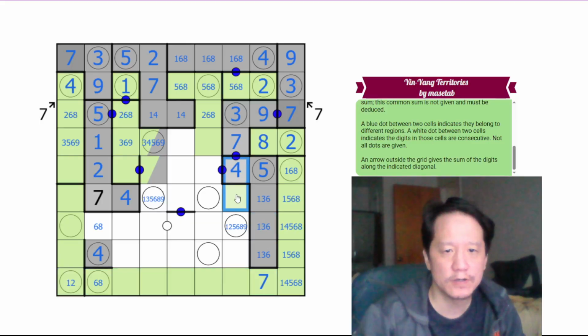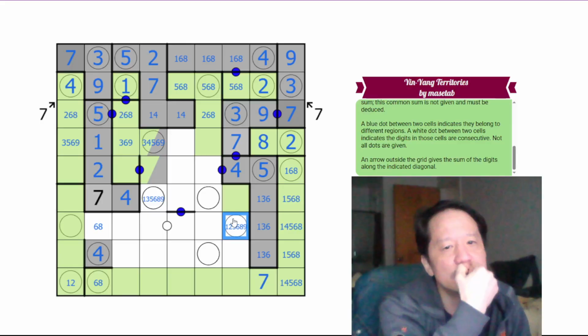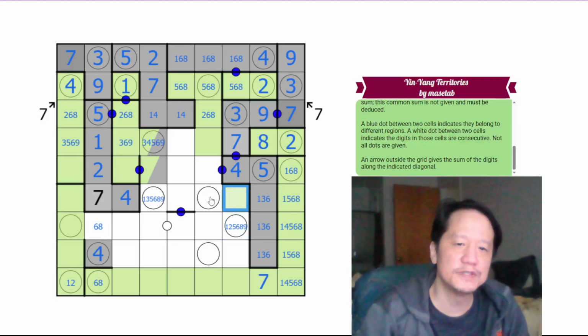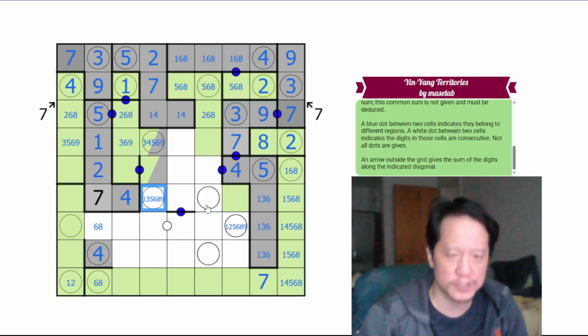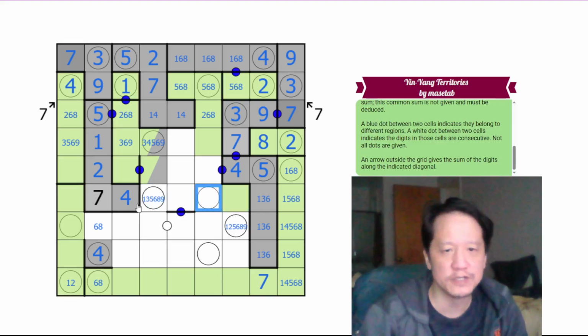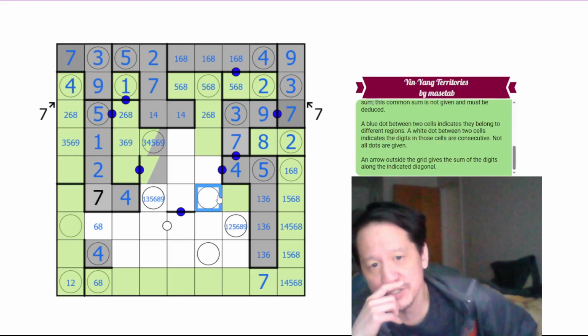7 here. One of this must go to an unshaded cell in one of these. 1 or 2 here. Okay. One out of these 2 is unshaded. Can they both be unshaded is kind of the question. At least one of those 2 is unshaded.